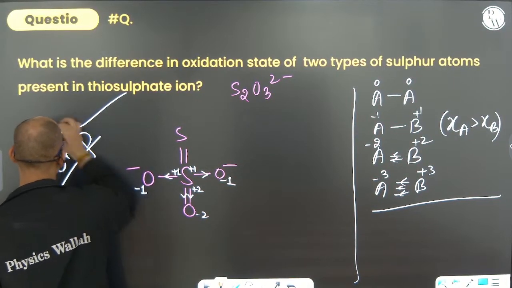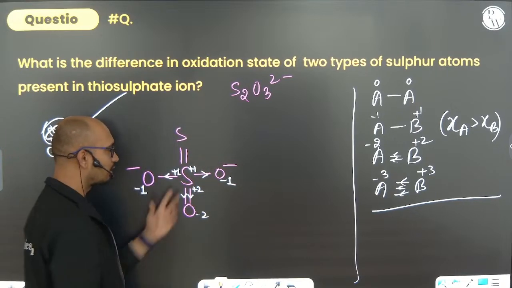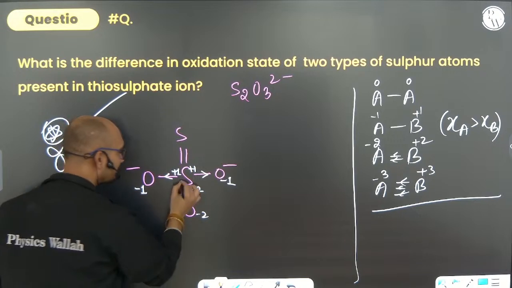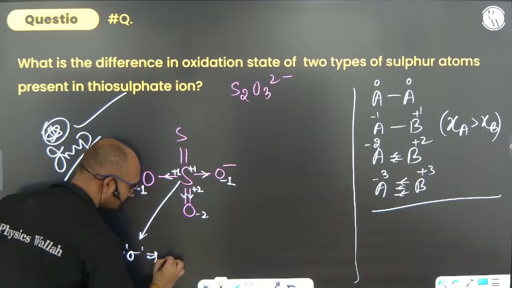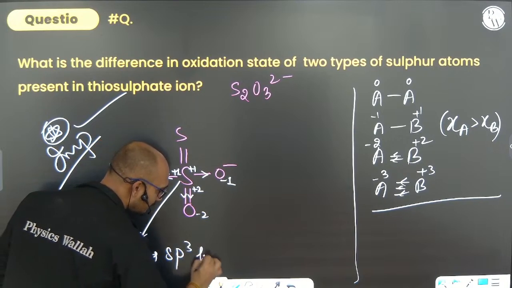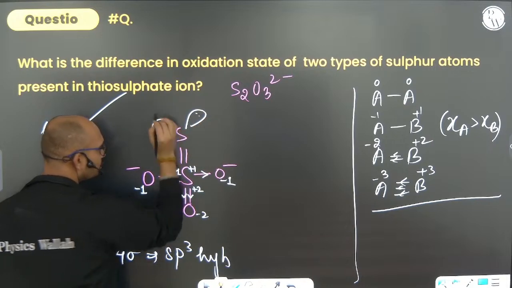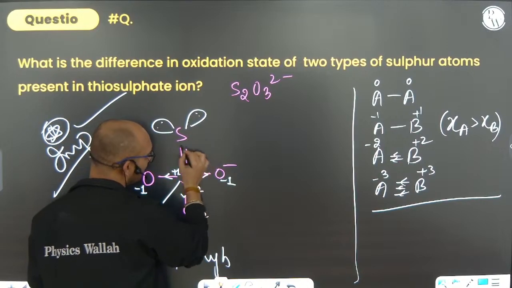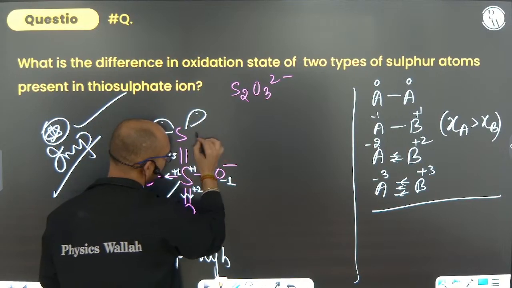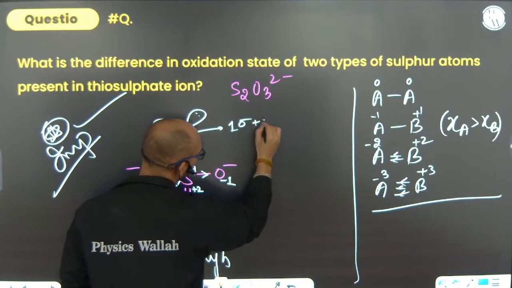What is this? The main thing you have to understand here is how many sigma bonds this sulfur has. 1, 2, 3, 4. If 4 sigma bonds are there, we can say it is sp3 hybridized. What about this sulfur? Can you see that it has 2 lone pairs? Yes or no? So if it has two lone pairs, how many sigma bonds are there? 1 sigma and 2 lone pairs. So this has 1 sigma plus 2 lone pairs.